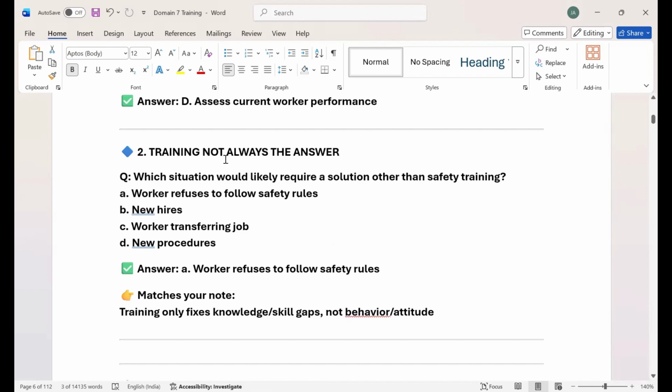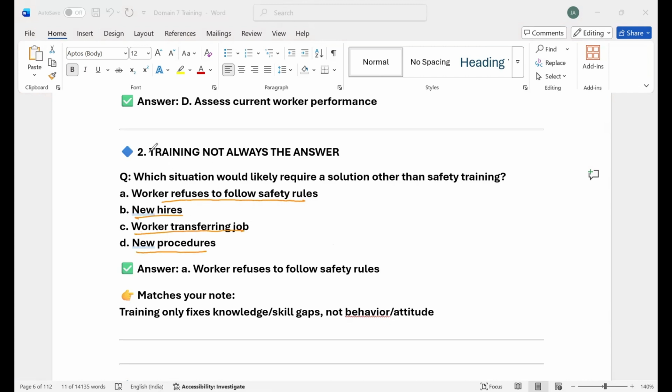Now, another question: training is not always the answer. Which situation would likely require a solution other than training? Now here we have four options. Worker refuses to follow safety rules. New hires. Worker transferring job.